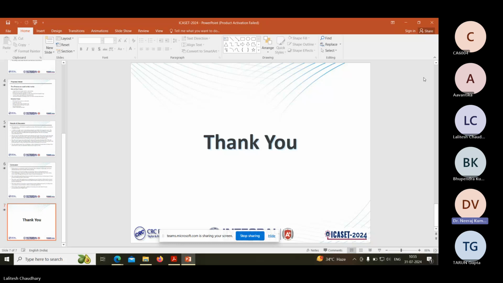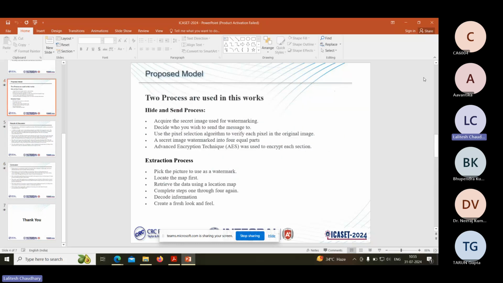I want to ask about watermarking in images, which is already being done. So much work is being done. So if you have done any specific work in this area? Yes, sir. We are using this approach for the embedding and send process and the extraction process, sir.